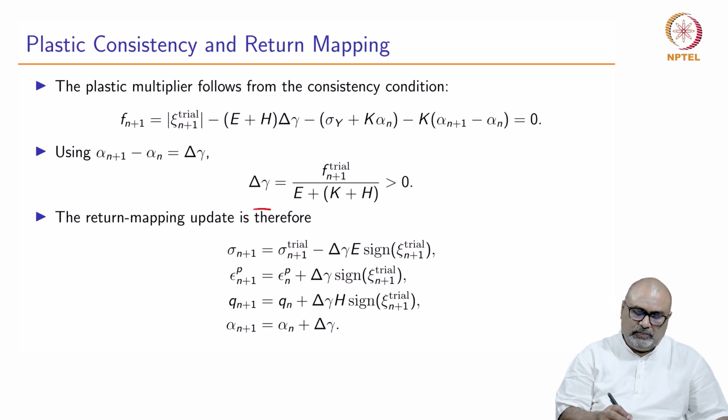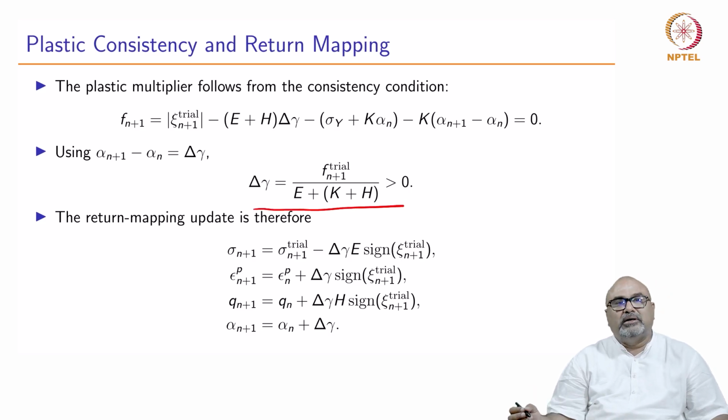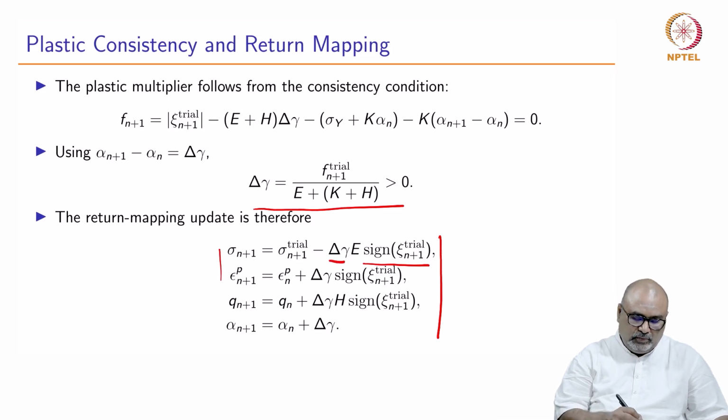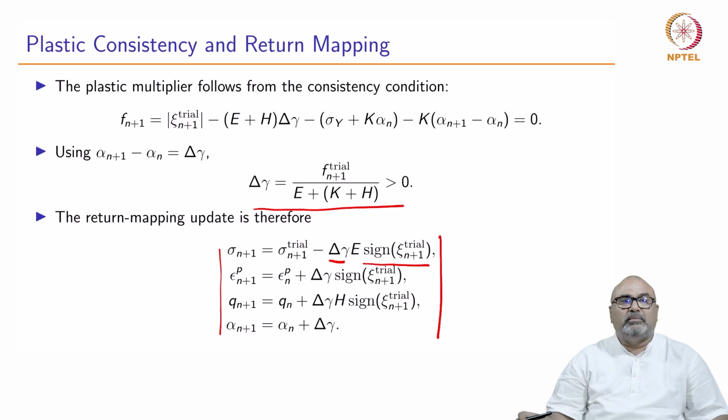That allows us to find the value of delta gamma for the combined hardening case, which is given by delta gamma equal to f n plus 1 trial divided by (E plus k plus h), which must be greater than 0. Using this condition, we can write, in terms of sign of xi n plus 1 trial and delta gamma, the updated values of sigma n plus 1, epsilon n plus 1 p, q n plus 1 and alpha n plus 1.